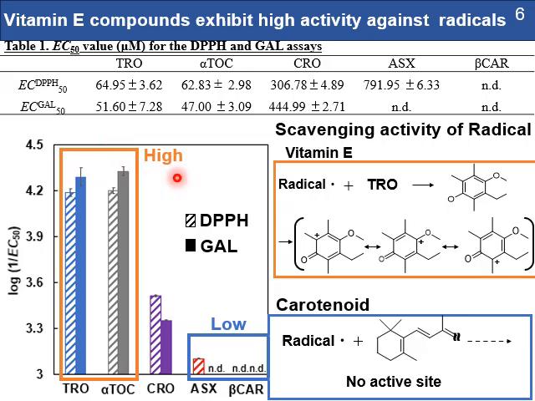Vitamin E shows high scavenging activity. However, hydrophobic carotenoids such as astaxanthin and beta-carotene show no activity. Interestingly, crocin was the only carotenoid that showed radical scavenging activity. From a structural point of view, this difference in radical scavenging activity is mainly attributed to the phenolic hydroxyl group.